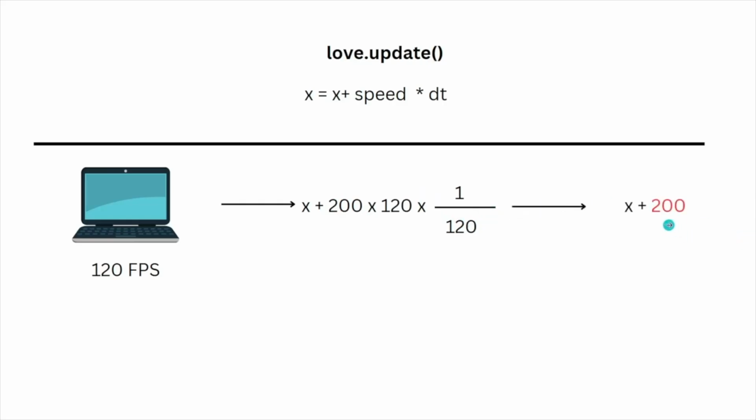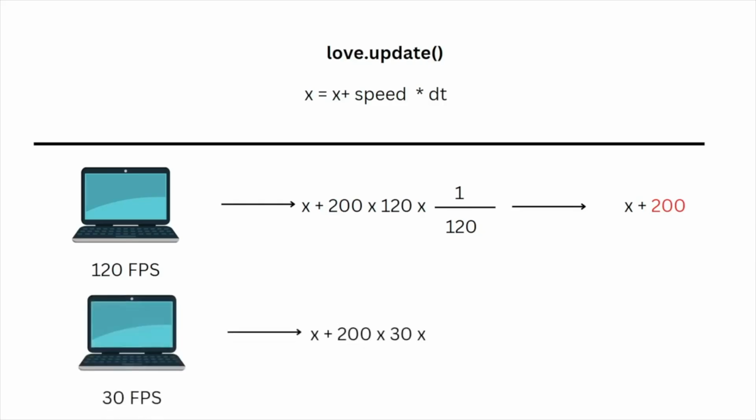a constant of 200. Now why delta time is really helpful is, even if the game was running at 30 fps, the value of delta time would be 1 by 30. So 30 and 30 would cancel out, and we would still end up with a constant speed of 200.